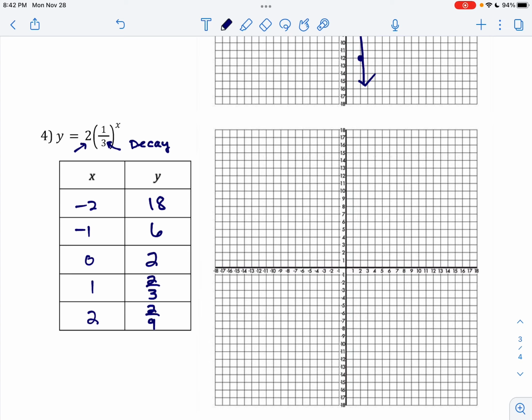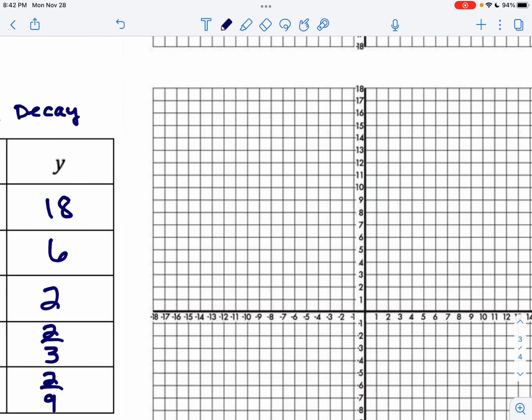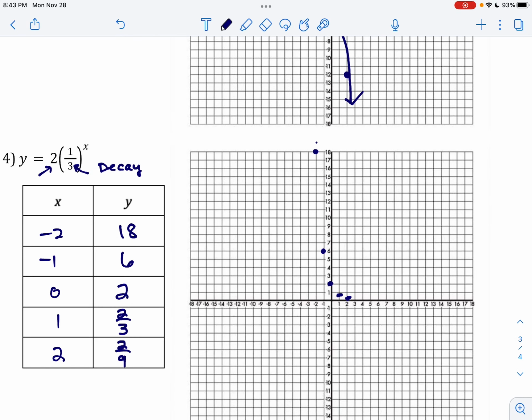All right, we're going to graph it. So -2 and 18 is all the way up here. -1 and 6. 0, 2. 1 and 2/3, which is between 0 and 1, but not quite at 1. And 2 and 2/9 is going to be really close to the x-axis. So it's going to come down and get really close, but it's not going to cross.